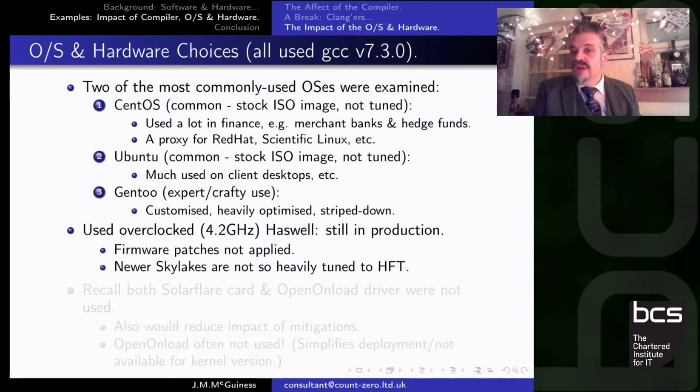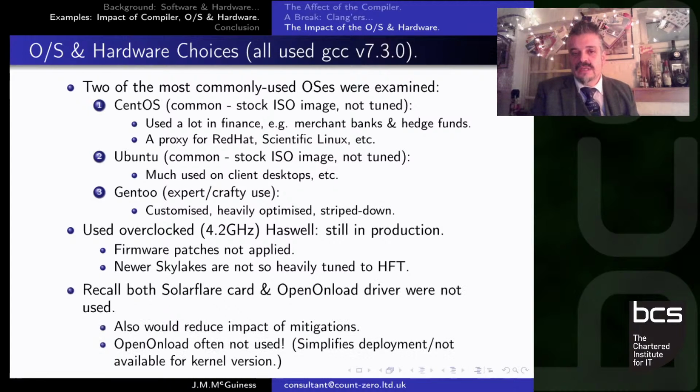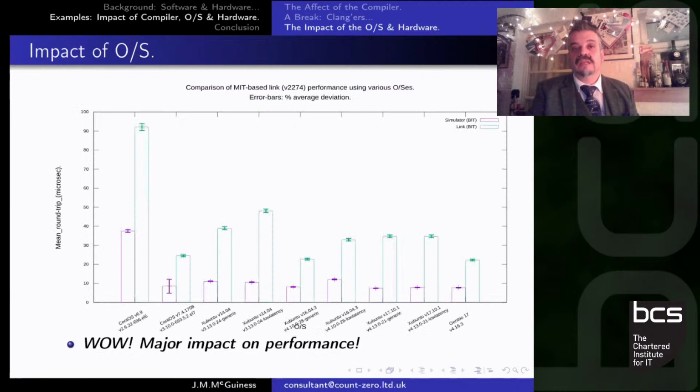I didn't apply any firmware patches to the processor with regards to Spectre and Meltdown. I was assured by Intel that Skylakes aren't so heavily tuned to HFT, so using Haswell was reasonable. Intel were interested in these results when I looked at Spectre and Meltdown. Again, I didn't use fancy network cards like SolarFlare.